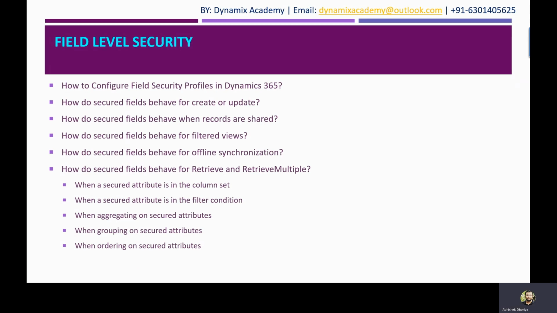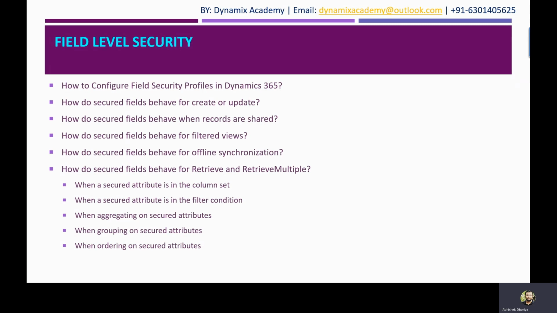For that I will show you practically on screen different scenarios, like when a secured field is in the column set of a retrieve or retrieve multiple service call. The next scenario covers how secured fields behave in a filter condition, when they are placed in the filter condition of the retrieve or retrieve multiple call. Then I will show you in Visual Studio Code how it behaves when you use aggregate functions on secured attributes. After that I will show what changes you will see if you apply grouping on these secured attributes. And lastly I will show you practically what effect it has when you put secured fields in the ordering clause.